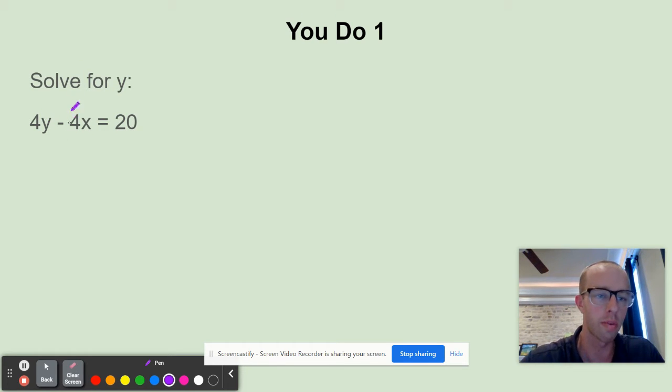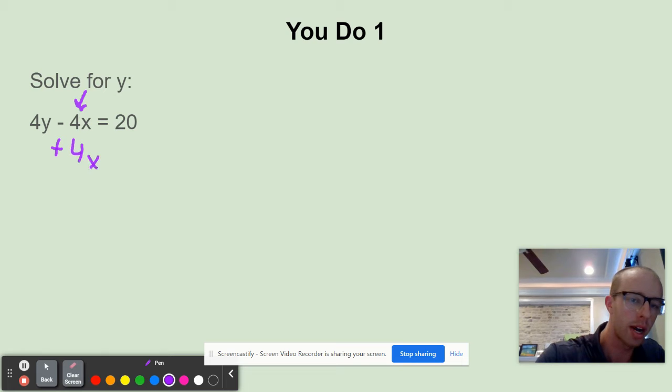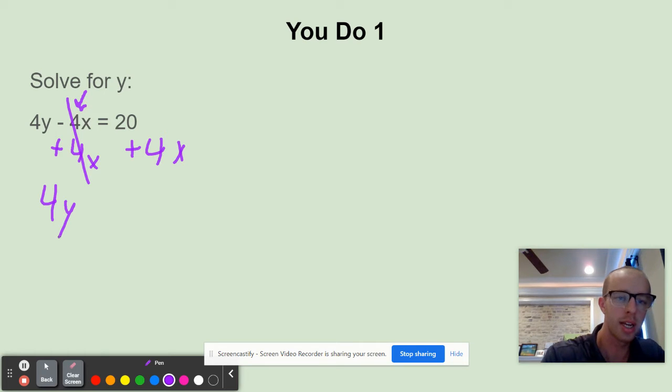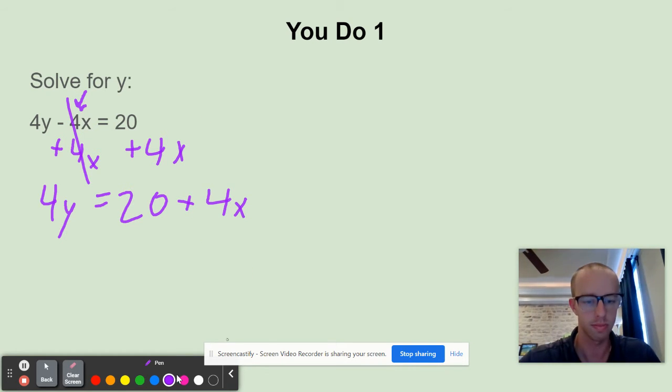All right, so we're trying to solve for y. My first step here is going to be to get rid of this minus 4x, so I'm going to add 4x to both sides of the equation. These cancel. On this side, I'm just left with 4y. And on this side, I have equals 20 plus 4x. 20 and 4x are not like terms, so I can just simply write 20 plus 4x. So now it's getting closer. I still have this 4y. The y is not by itself. It's still multiplied by 4.